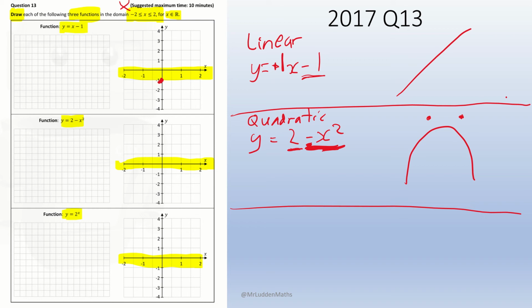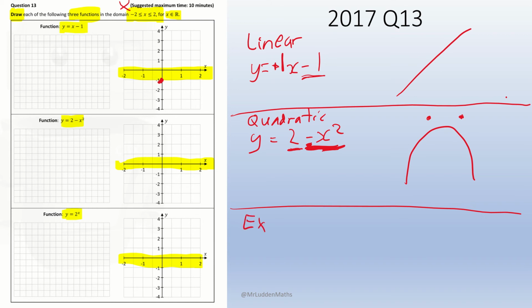Okay, for my last one here, this is the one we haven't really had a look at, but I'll give you a spoiler as to what it's going to look like. And then when we do our actual question with this exponential, we'll compare it back to our notes here.